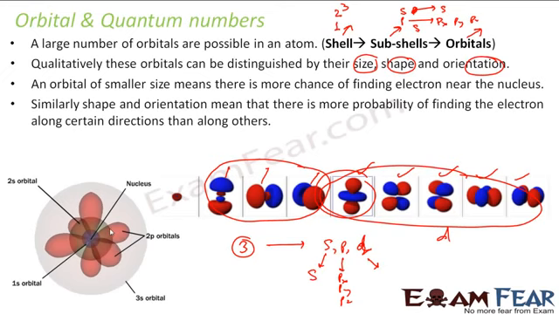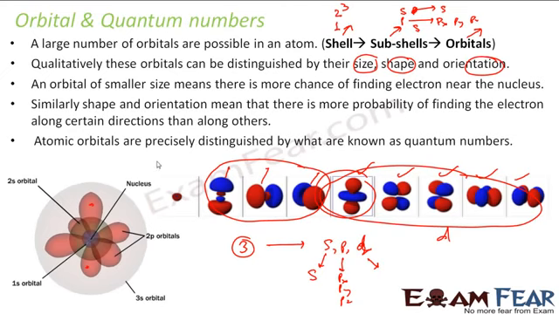Similarly, shape and orientation mean there is more probability of finding the electrons along a certain direction. If this is my p orbital, there is a high chance of finding electrons in this shape. This shape doesn't exist in reality, but it's all about probability. The probability of finding the electron in this region is more, in this region is more, and in this region is more. It's all about the probability of finding the electron along a certain direction and in a certain space.